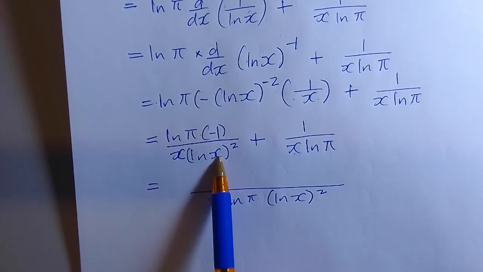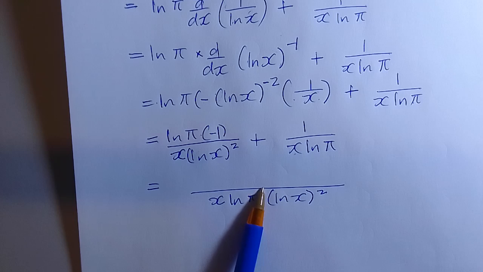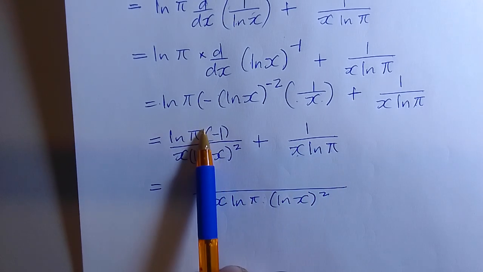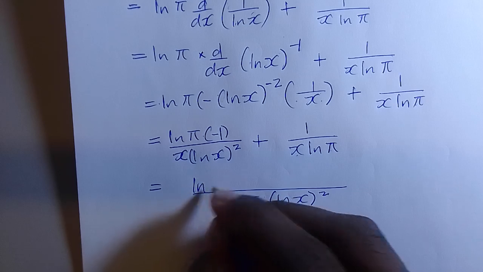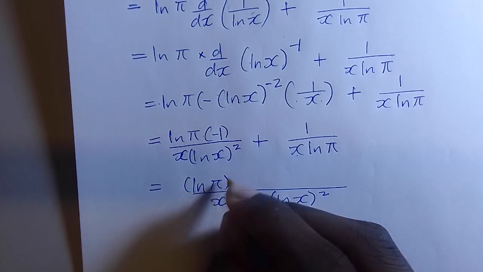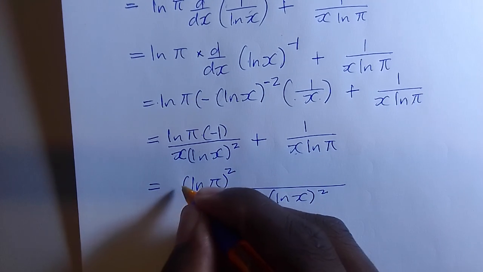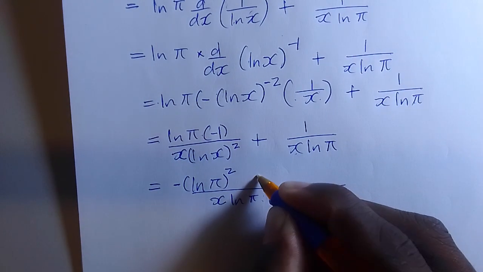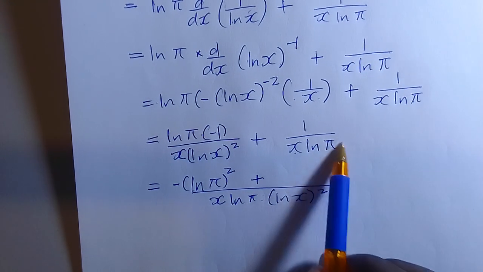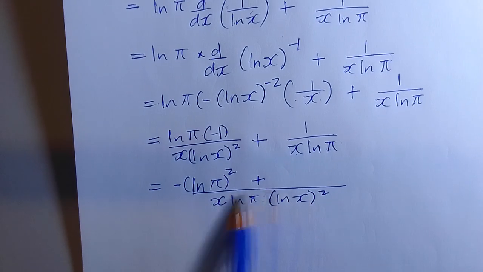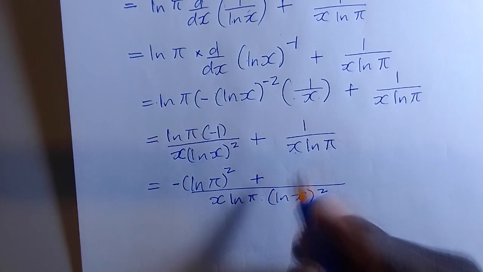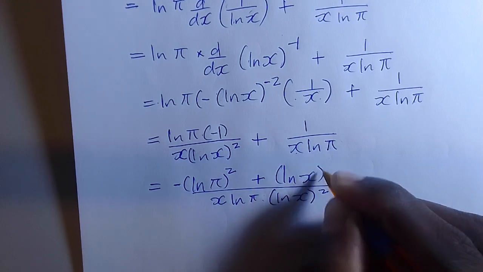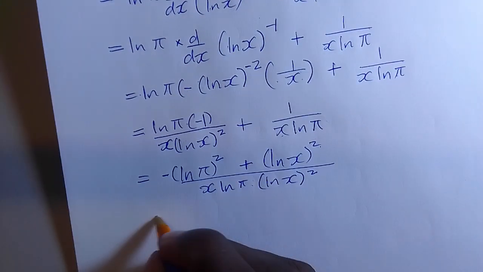What do you have to multiply this with to get the LCD? It's ln pi. So take the ln pi and multiply the numerator as well. You'll get ln pi squared, but we have the negative here from this negative one, plus what do you have to multiply this with to get this? You have to multiply it with ln x all squared. So you have ln x all squared right there.